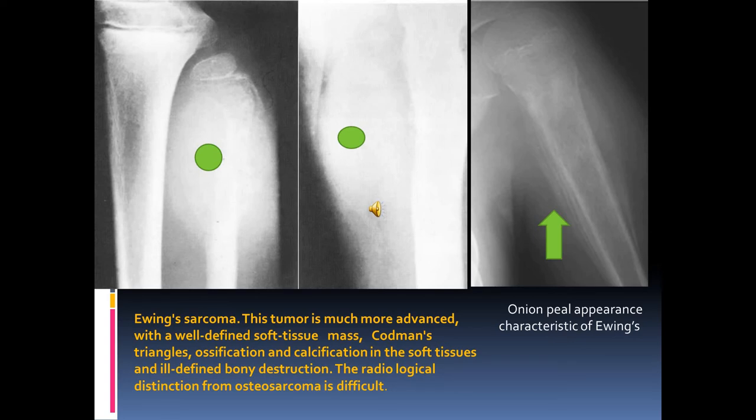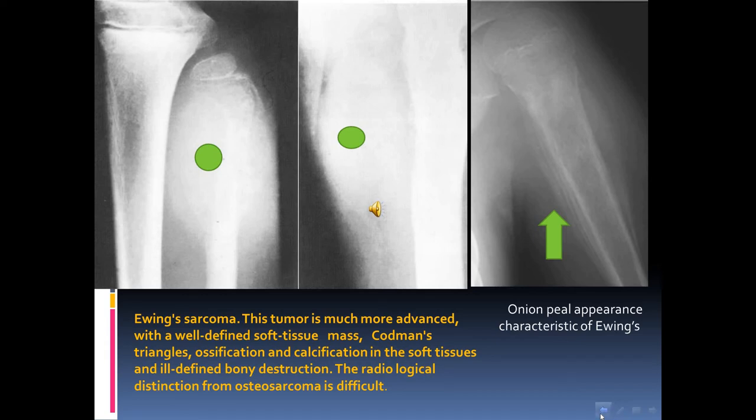So we should think of an aggressive bone lesion. This type of periosteal reaction is seen in the metaphysis and diaphysis. So this is mostly diagnostic for Ewing sarcoma. And there is a name for this type of periosteal reaction. We call it onion peel appearance. In fact, this is the early stage of Ewing sarcoma, which is a malignant bone tumor.